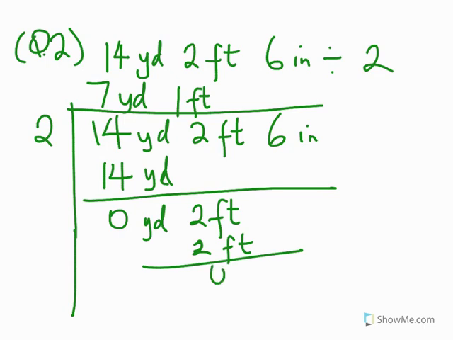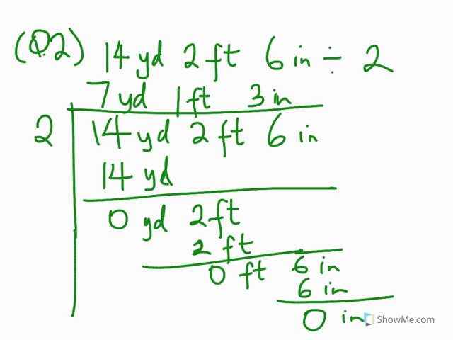And then we subtract, we are left with 0 feet, or 0 foot. Then we bring down what? 6 inches. So 6 inches divided by 2 is 3 inches. Okay? Multiply by 2, 6 inches, and we are left with 0 inches.